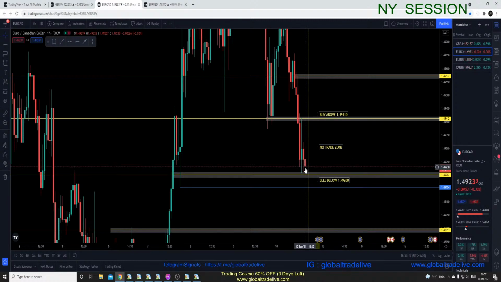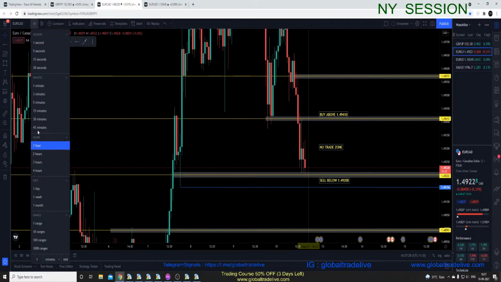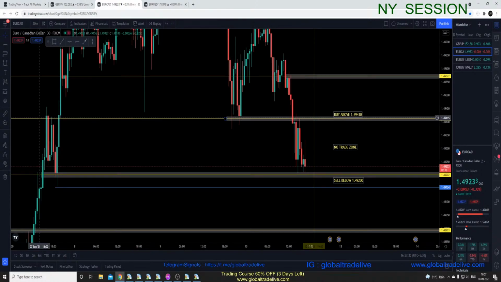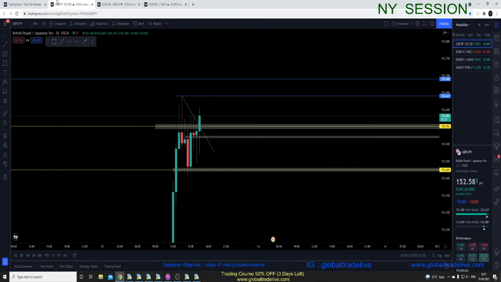So the current 1-hour candle just broke the low of the previous 1-hour candle, and also broke the high of the previous 1-hour candle. Two minutes left here.